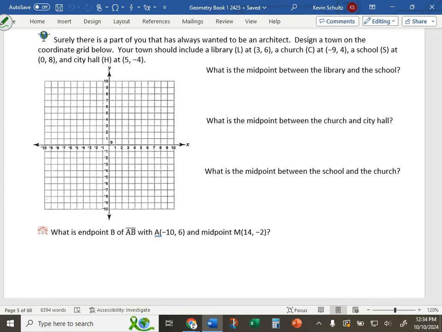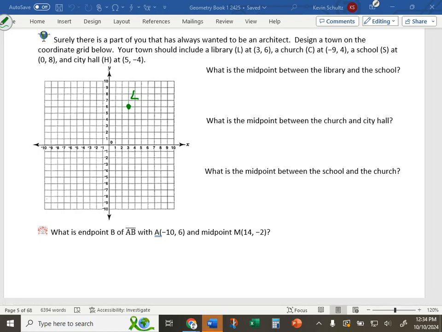Surely there's a part of you that's always wanted to be an architect. Design a town on the coordinate grid below. We're all going to do the same thing just to make our answers the same. Your town should include a library, which is point L at 3,6. So at 3,6, go ahead and plot your point L. There's your library. Remember, x value comes first.